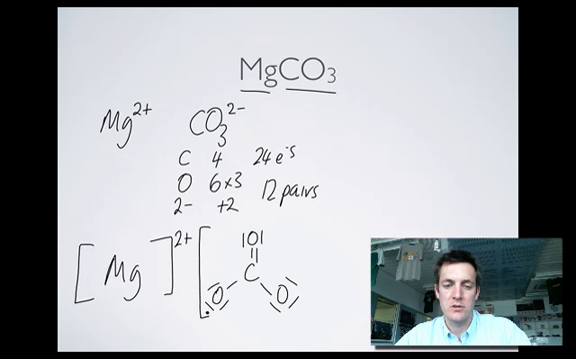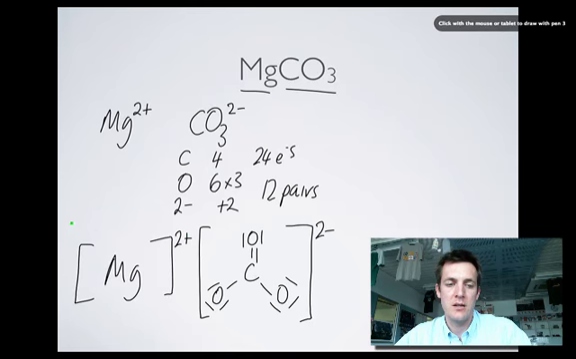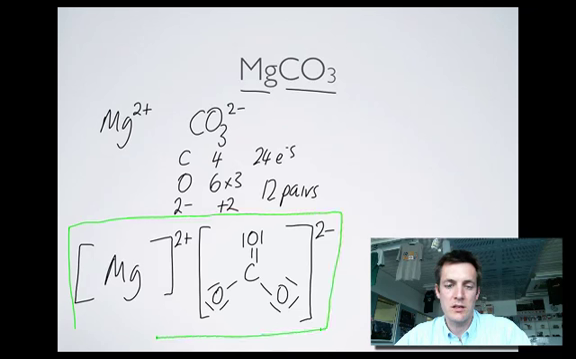Last thing to do is to put a square bracket around it, because I have to show a charge. Whenever there's a charge, there should be a square bracket. So there we are. That thing we see here in the green is the electron dot diagram for magnesium carbonate. This isn't a compound ion, it's just a single metal ion. This is a compound ion.